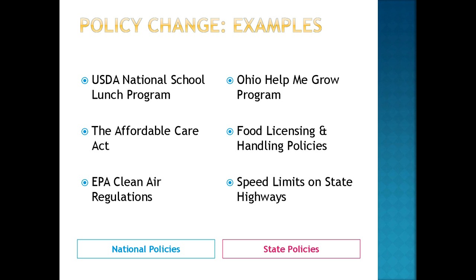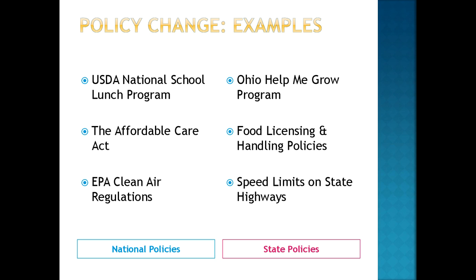So to talk about some specific types of policy changes, we talked about that they can happen at lots of different levels. When we think about national policies, these are ones that are set by the federal government in some capacity. So Congress and the president, or by federal agencies like the Environmental Protection Agency, the U.S. Department of Agriculture, even the U.S. Department of Education. These are going to be enforced at the national level, and they're going to be consistent throughout the entire country, no matter what state you're in.